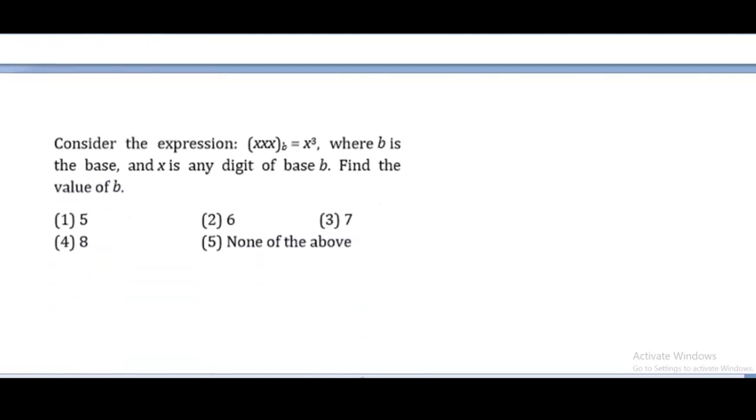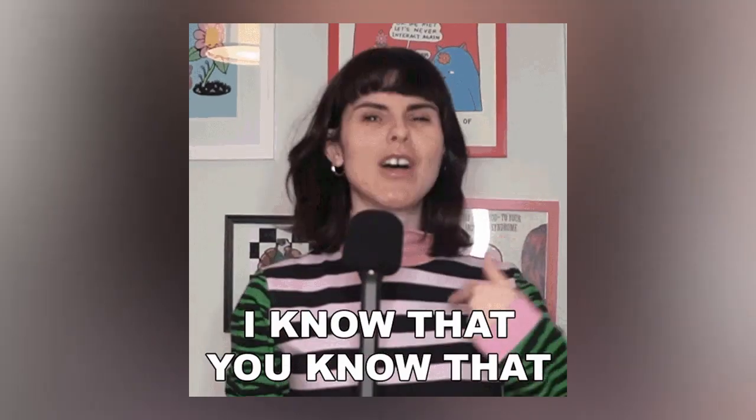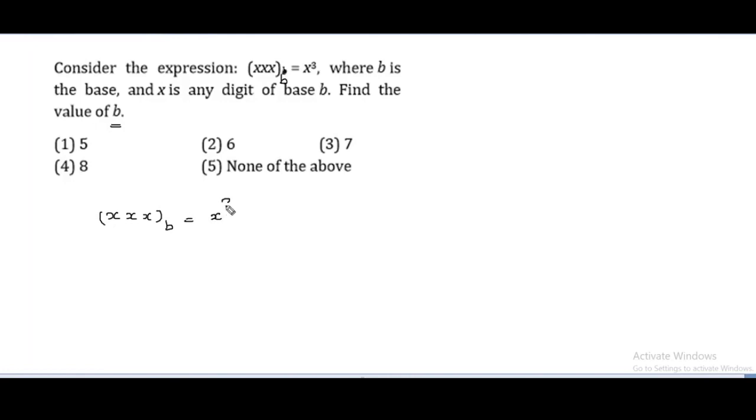Now this question is the base system question. Consider the expression xxx in base b, that is equal to x cube, where b is the base, x is any digit of base b. Find the value of b. Now I'm sure you know the rule of how to write it in base 10. How to convert any number from base b to base 10? We multiply the power of this base with that digit. So we write x into b square plus x into b raised to power 1 plus x into b raised to power 0. That number is converted to base 10. That is given equal to x cube.